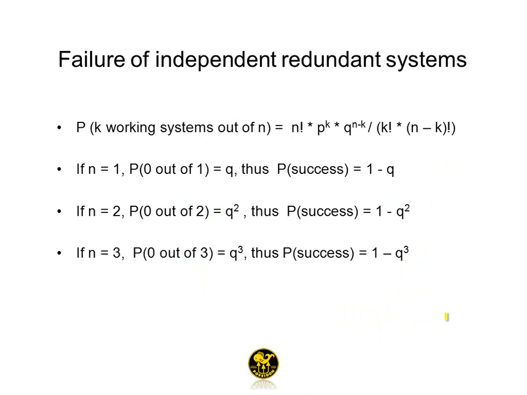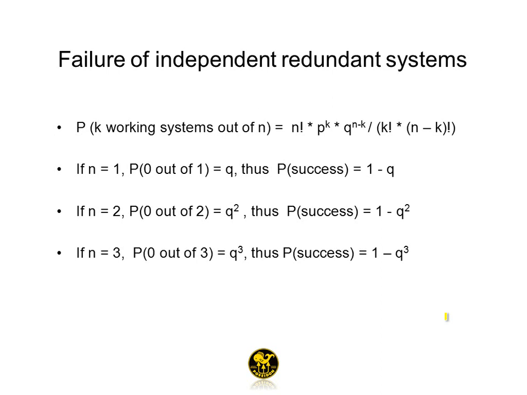Okay, this is where you'll start thinking or wishing you hadn't had those beers last night. The first line, this is the so-called Bernoulli trial equation. This tells you for independent systems, the probability of K systems working out of N. I won't bother you with all the notation. Here are the results you need to know.